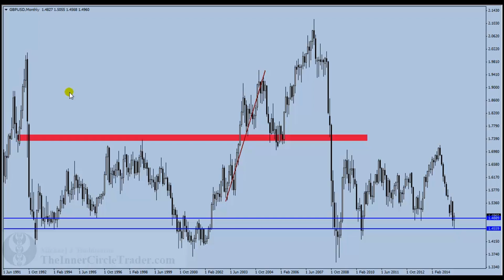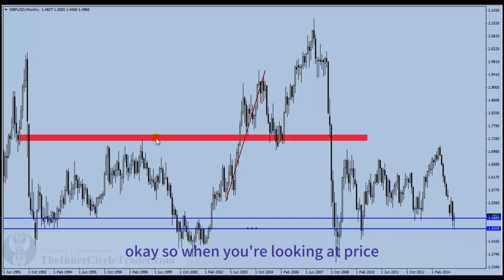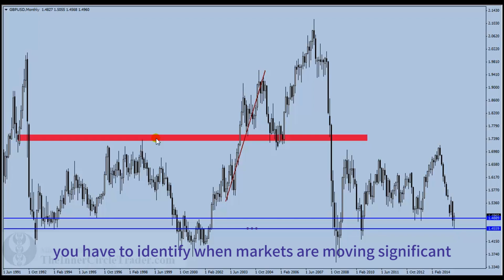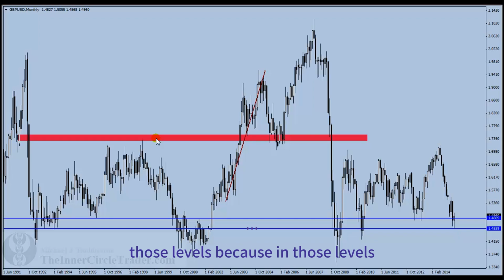Okay, so when you're looking at price, you have to identify when markets are moving significantly. Those are footprints that large buyers or sellers are interested in those levels, because in those levels, we're in areas that they're going to be doing future trading again, and they're going to be influential to you as a price action trader, both on buying and selling. And how we measure that and lay that out with market structure, we're going to talk about in this video. It's going to be paramount to you being successful using these concepts.